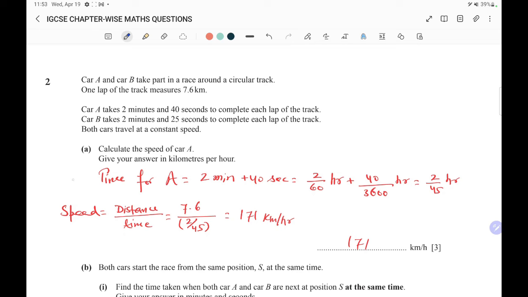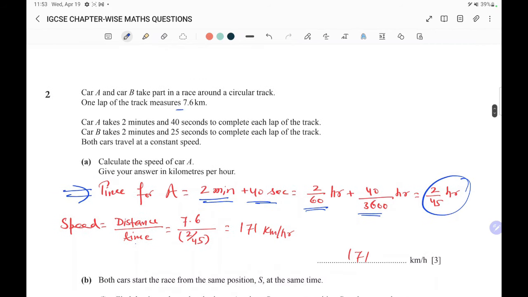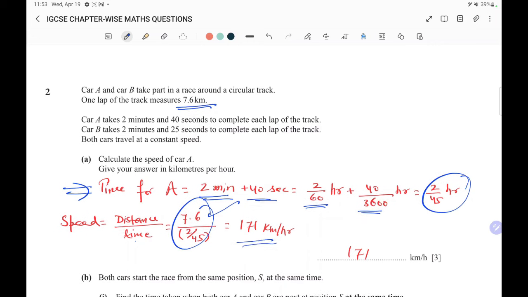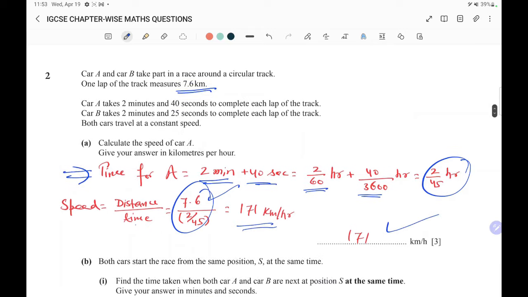So for time for car A, which is 2 minutes 40 seconds, right? So we need to convert in hours. So 2 over 60 hours, and 40 seconds is 40 over 3600. So 2 over 45 hour we got. Now speed is total distance over total time. So distance is 7.6 kilometer, and the time in hour is 2 over 45. Just use calculator. You will get 171 kilometer per hour.